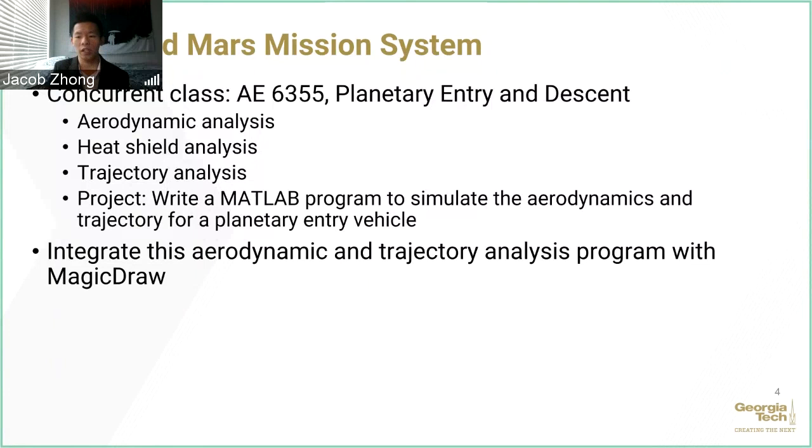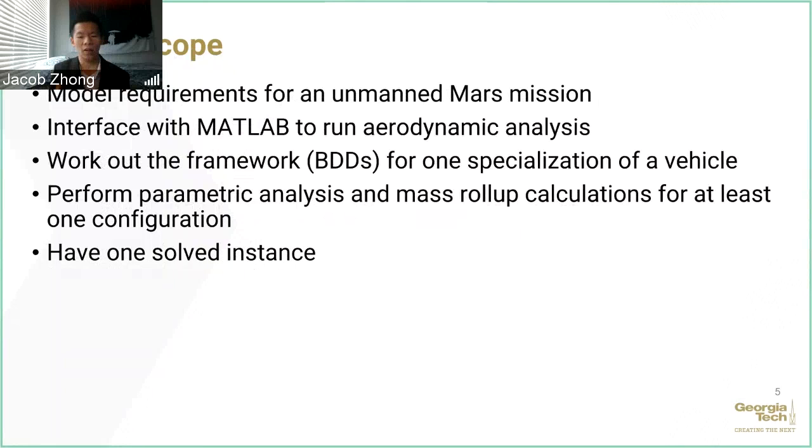The project scope involves a couple of main components. These are modeling requirements for an unmanned Mars mission, second to interface with MATLAB and run aerodynamic analysis, using the program that I was writing for the other class, and then to work out the framework or block definition diagrams. Basically, these are diagrams which have blocks to represent the aspects, components, or subsystems for a vehicle. And one specialization is basically just a specific instance for a specific architecture of that vehicle.